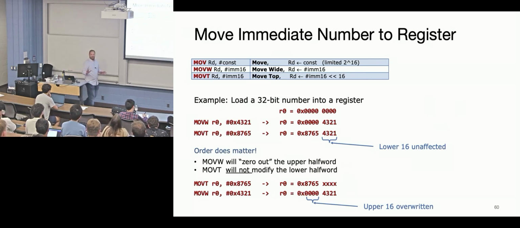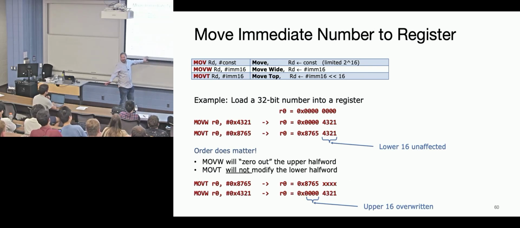All right, the big takeaways. Don't worry about move W, move, okay? You just take a number and you put it in the register. Whatever that number is, it goes in the register. Move T is the special case. Move T only affects the top. That's the takeaway, okay? How do you feel about that?